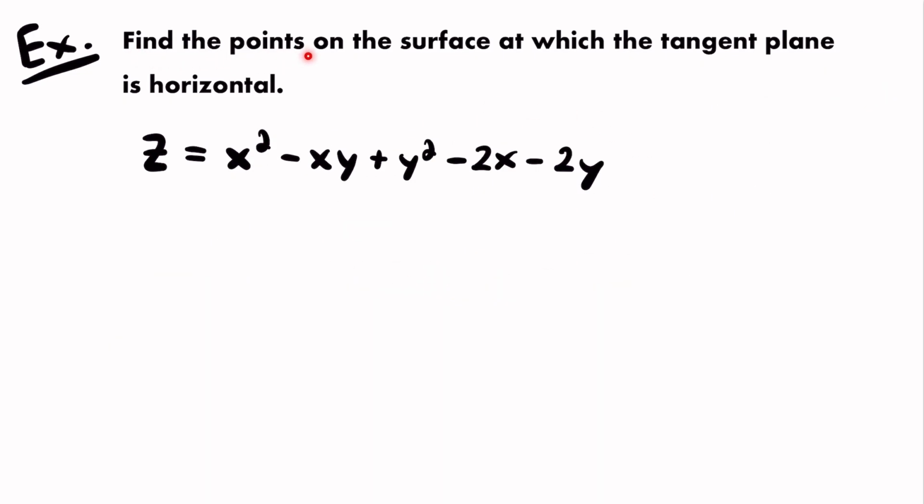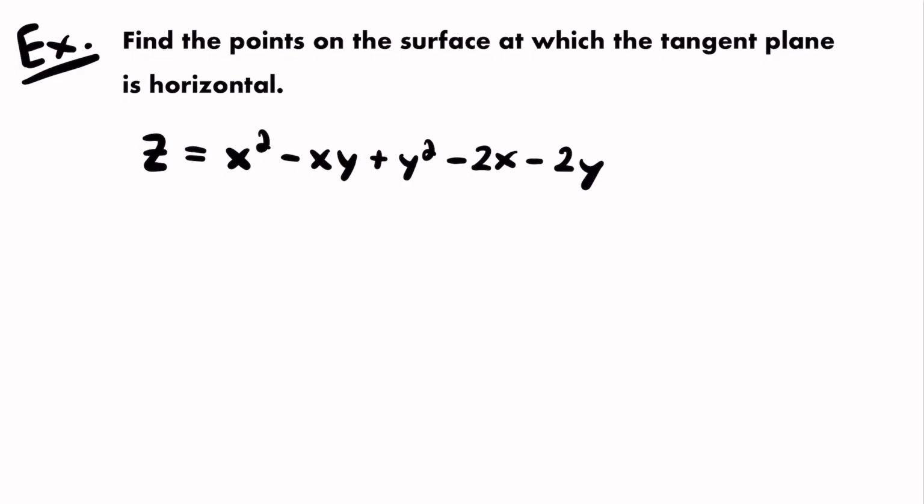Next up, we want to find the points on this surface at which the tangent plane is horizontal. So the same exact type of problem we just did, except now we're working with a different surface. This time we have z is equal to x squared minus x times y plus y squared minus 2x minus 2y.